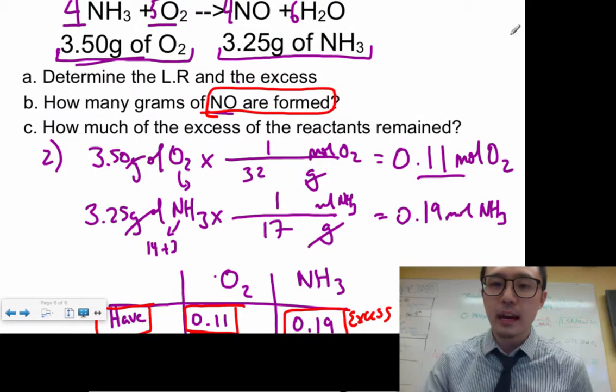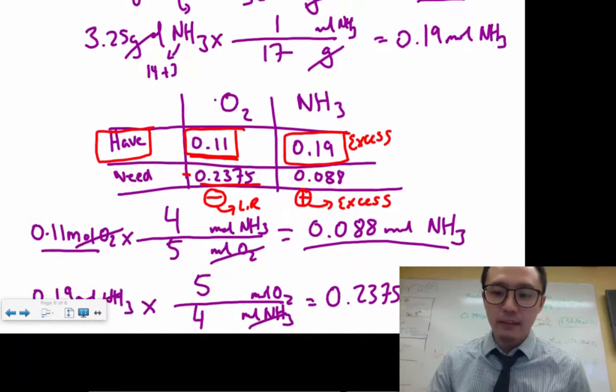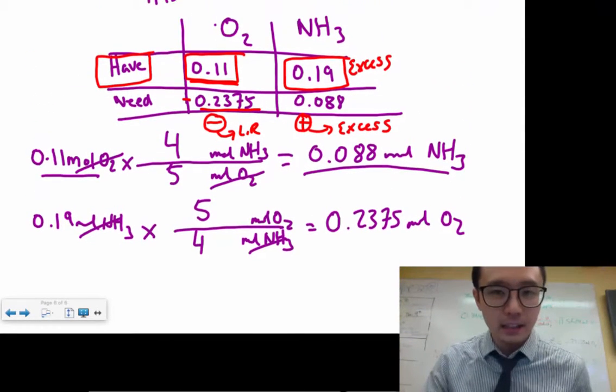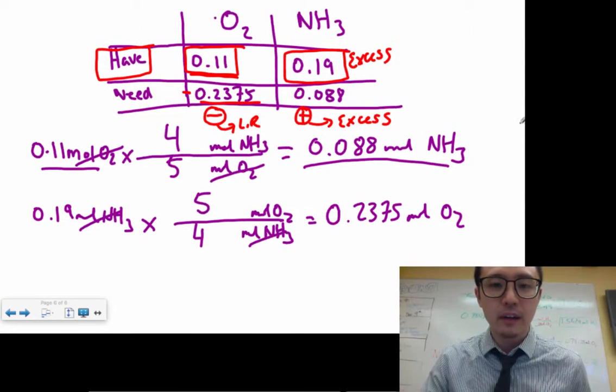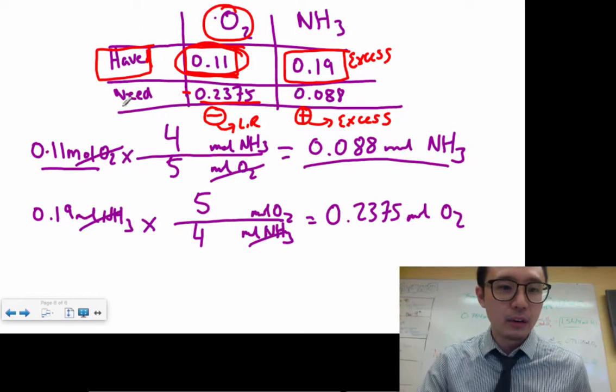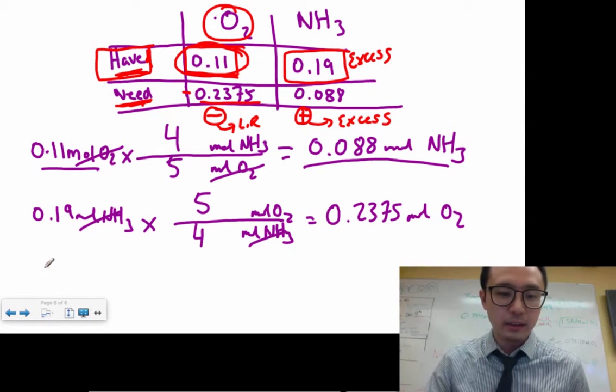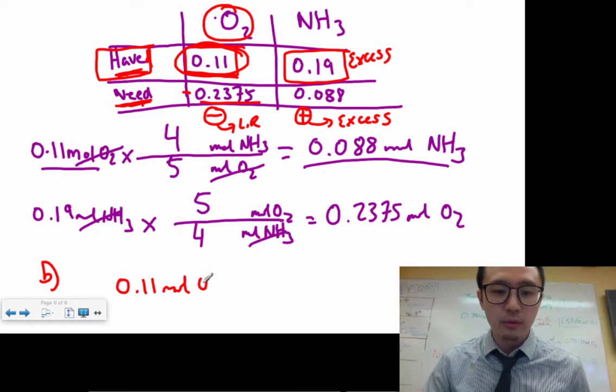To look at that, now we have to look at NO on the other side of the equation. Once we have identified the limiting reactant, we have to use the moles of the limiting reactant because that's the one that determines how much product I have. Since O2 is my limiting, I'm going to use this 0.11 because this is what I have, not what I need. For question 2, I'm going to use 0.11 moles of O2.